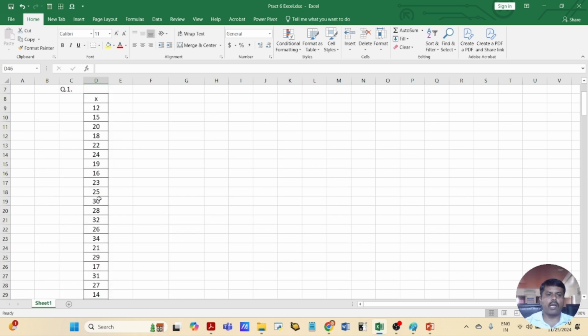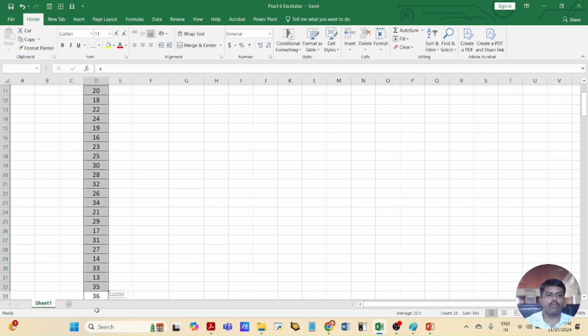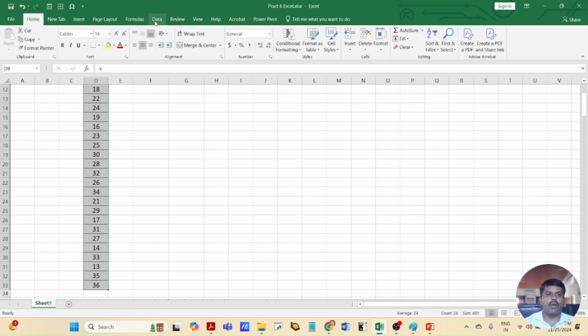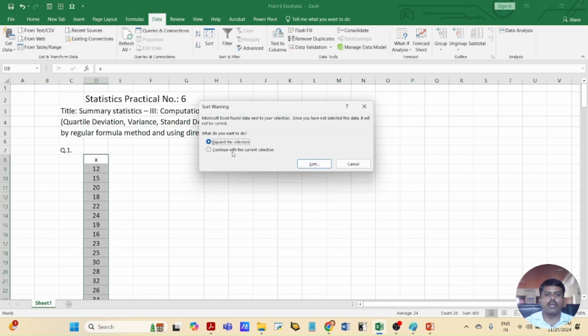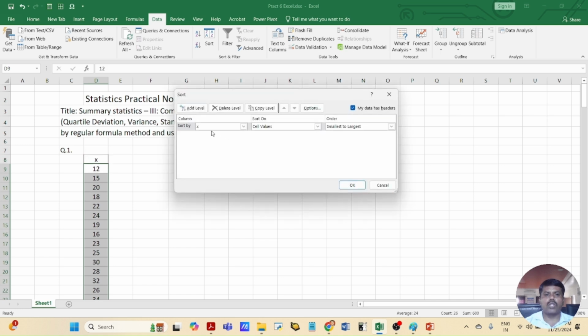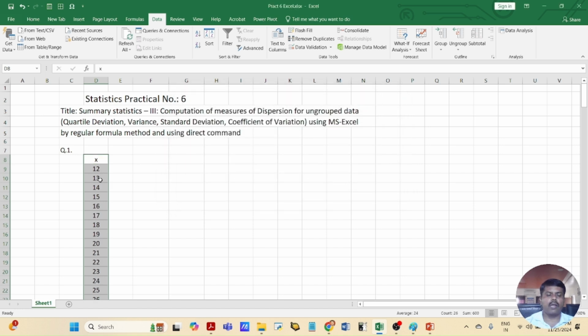Let's see how to sort the data. So this is the original data and here we can see the values are not sorted. To sort this column, first we need to select these values and click on Data and click on Sort. Click on continue with current selection and click on Sort. Sort by X values, sort on cell values, and order by smallest to largest. Just click on OK. So we will get here sorted values.